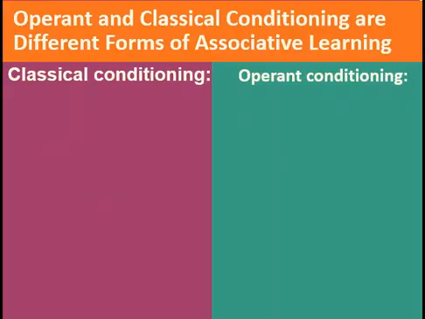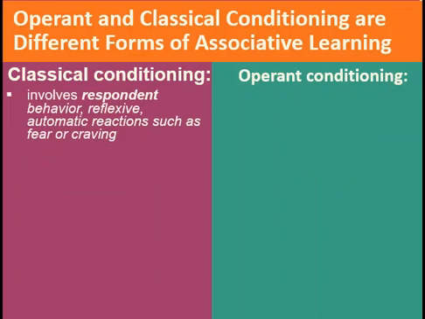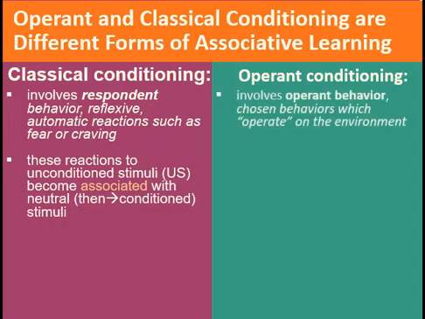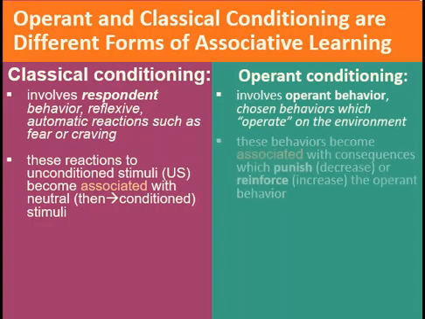Now, operant and classical conditioning are different forms of associative learning. Classical conditioning involves respondent behavior, reflexive, automatic reactions such as fear or craving. These reactions to unconditioned stimuli, the US, become associated with a neutral, which later becomes conditioned, stimuli. Operant conditioning involves operant behavior, that is, chosen behaviors which operate on the environment. These behaviors become associated with consequences which punish, decrease, or reinforce, increase the operant behavior.